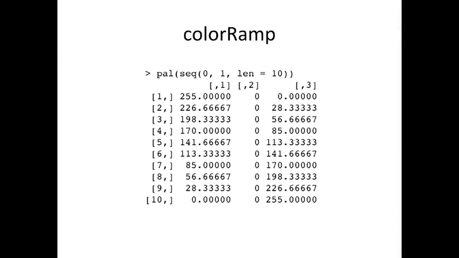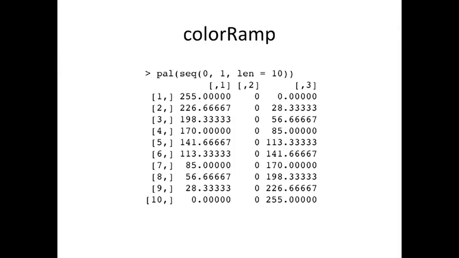So if I were to give a sequence of numbers between 0 and 1, PAL would give me a sequence of colors between red and blue. So here I'm giving a sequence between 0 and 1 that's a length 10. It starts at 0 and it ends at 1, and there's 8 numbers in between.